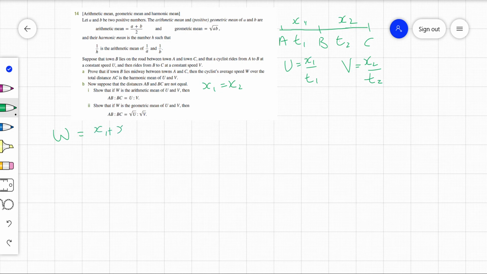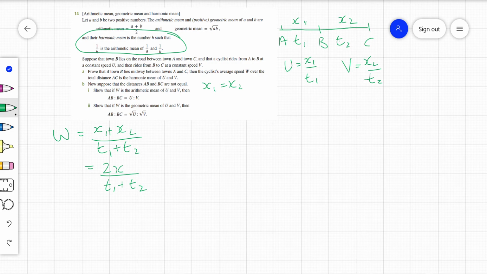over the time, so total distance over the time, and we know that x1 and x2 are the same, so let's just call them both x. So this is what we're looking at here. All right, and we're going to prove that they equal the harmonic mean. Now the harmonic mean is h, where 1 on h is the arithmetic mean of 1 on a and 1 on b, so the a and the b being the u and the v in this case.